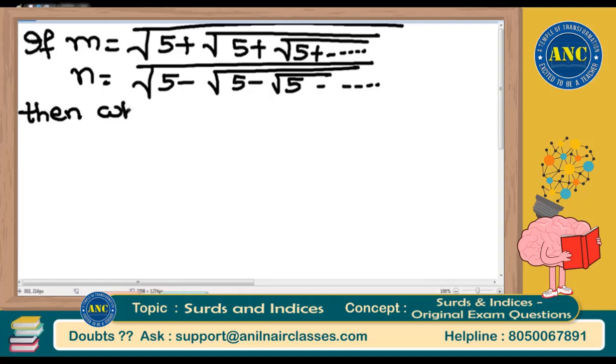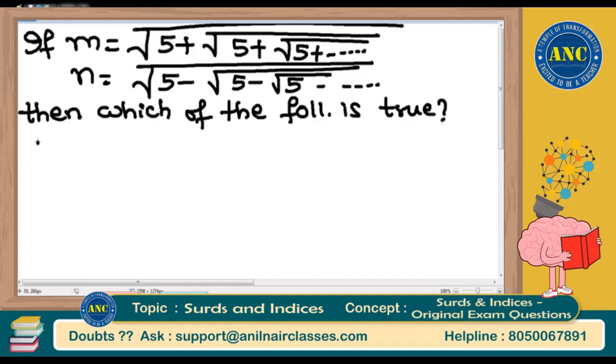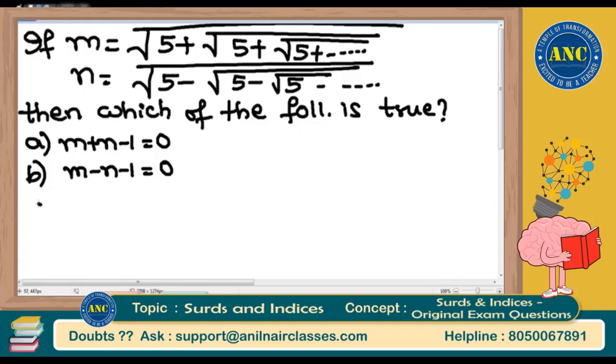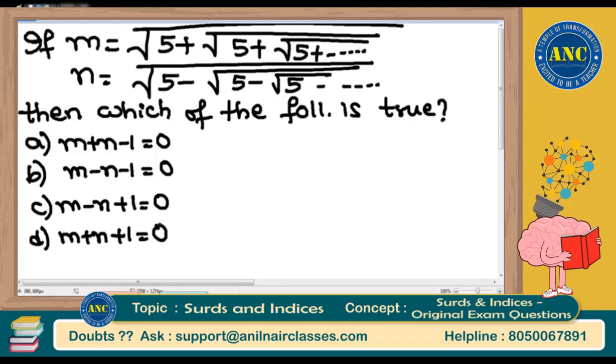Very, very good question is what we are solving. Listen carefully, sir. Then which of the following is true? Answer options are: m plus n minus 1 is equal to 0, this is your first option. Second option is m minus n minus 1 is equal to 0. Third option is m minus n plus 1 is equal to 0. And the fourth option is m plus n plus 1 is equal to 0. These are the four options.